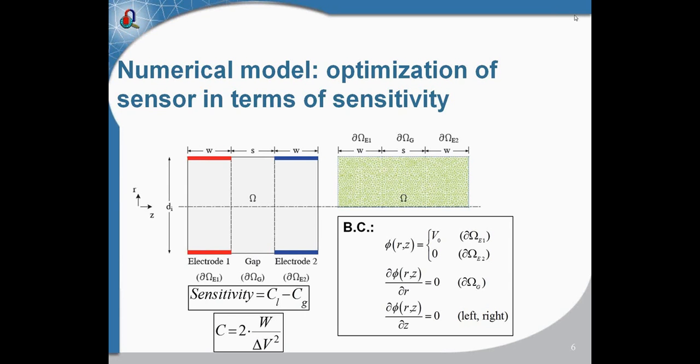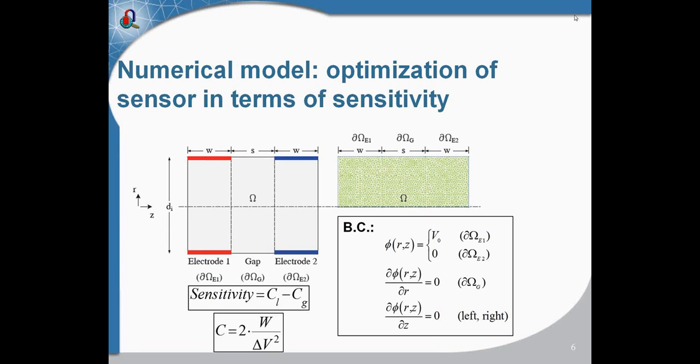Here, the boundary conditions are chosen as follows. Both ring electrodes, which I told you are highlighted in red and blue, are set to a specific potential, here V0 and 0. And all other boundaries are set in such a way that the derivatives of the potentials are 0. Now, to optimize the design of the sensor with respect to the sensitivity, the widths, designed here as W, of the rings and the gap between the rings, here S, are varied.